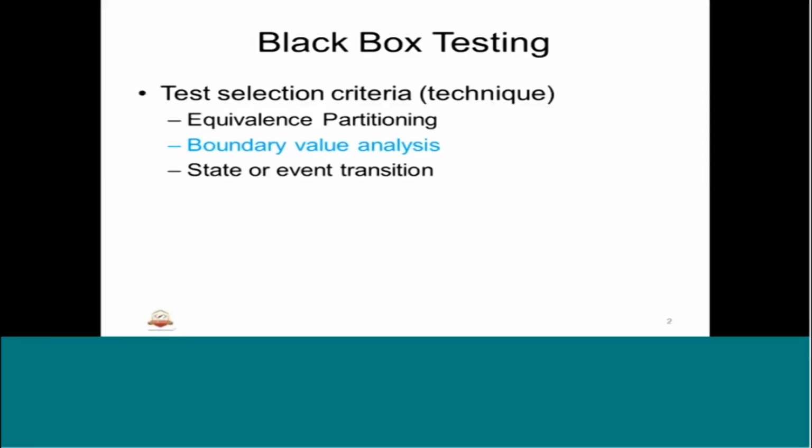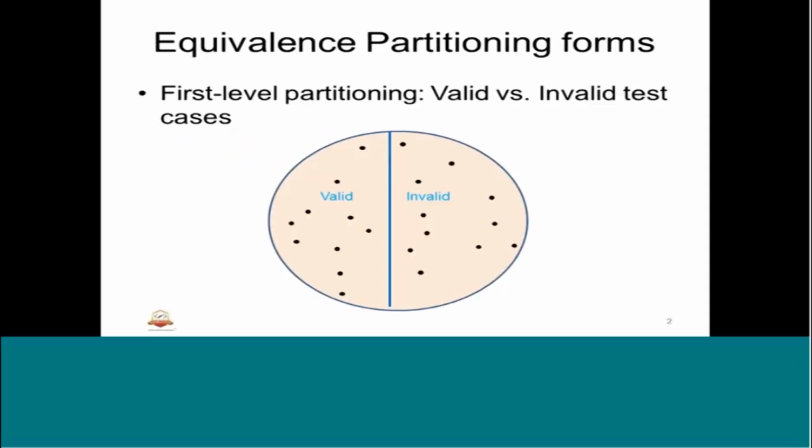But today we will go through the black box testing technique called boundary value analysis. So what is boundary value analysis? First we understood that equivalence partitioning is done with the help of valid and invalid classes, where valid will have numerous test cases. You can see the black dots within the first pie, and the second pie has invalid test cases.